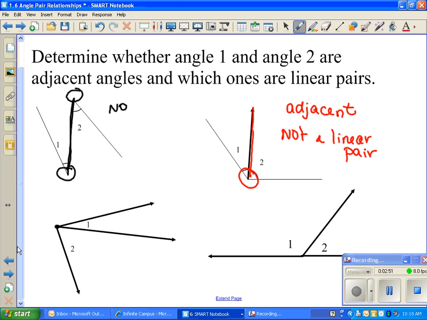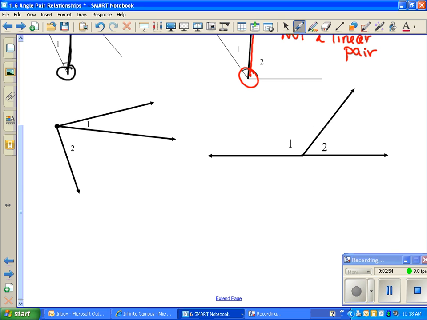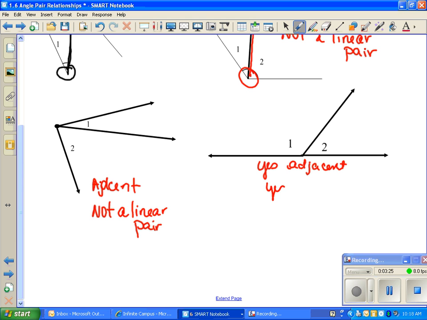All right, how about this one? 1 and 2, are they adjacent? Yes, they are adjacent. Are they a linear pair? They're not a linear pair. Okay, so are 1 and 2 adjacent? Yes. Are they a linear pair? Yes. And yes, they are a linear pair.